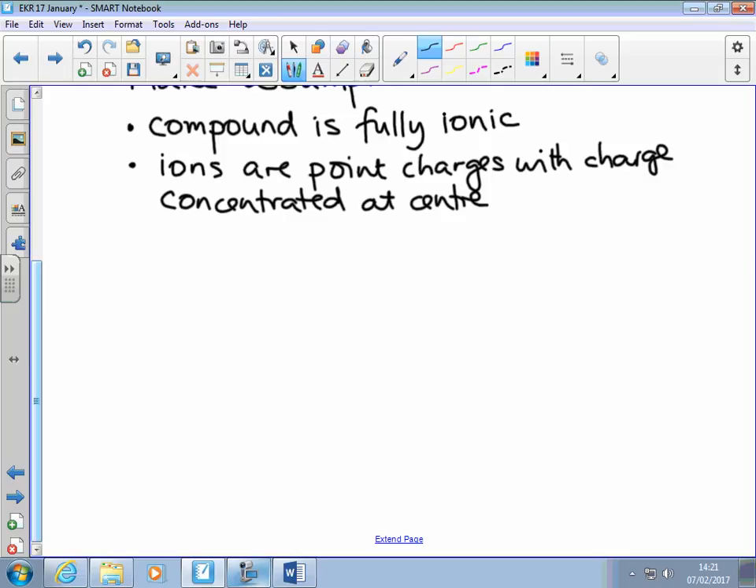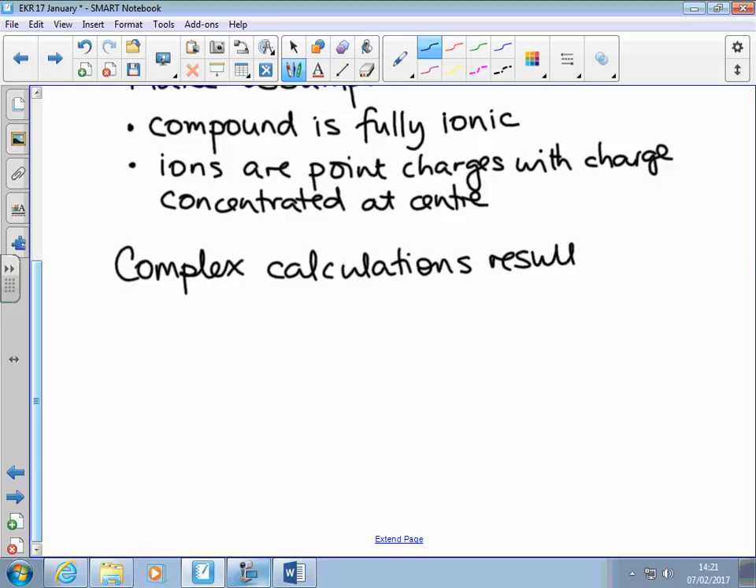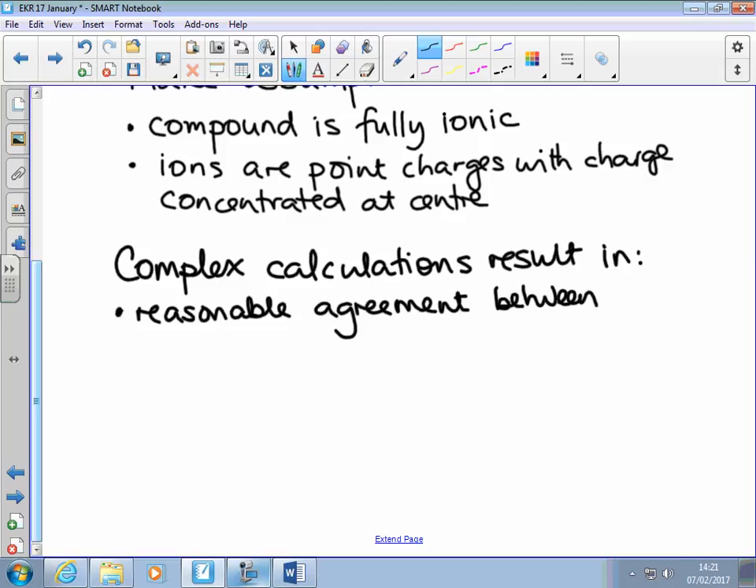So you end up with very complex calculations involved in this that we're not doing, you'll be pleased to know. The Born-Haber cycle was straightforward as long as you got the numbers. You get two possible outcomes here. First of all, you get reasonable agreement between the theoretical and the experimental that you work out using a Born-Haber cycle.